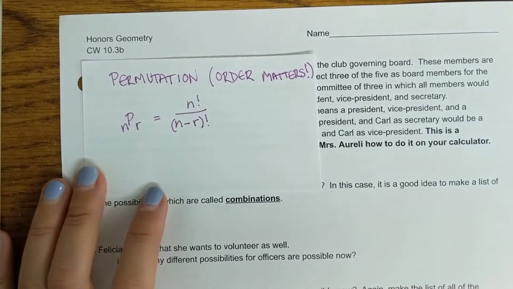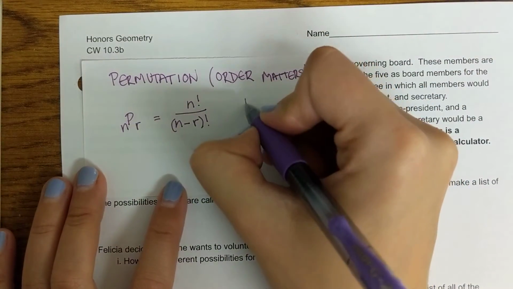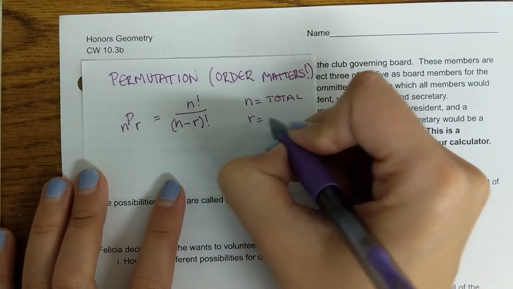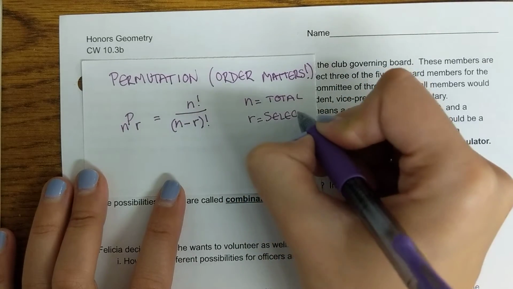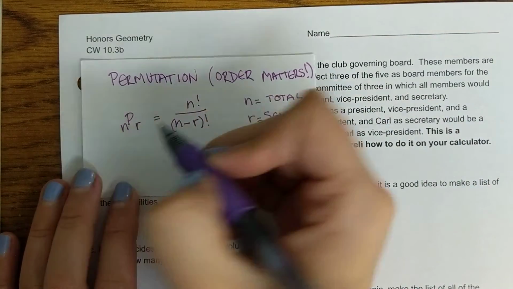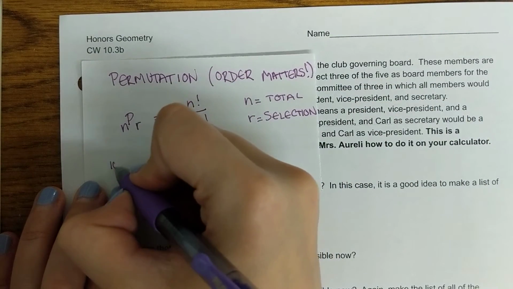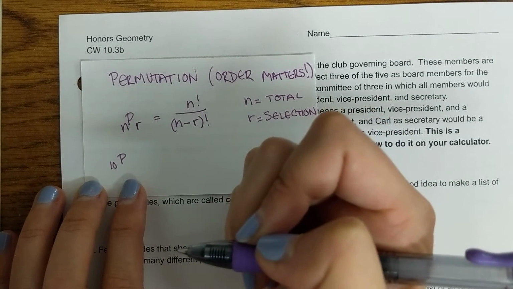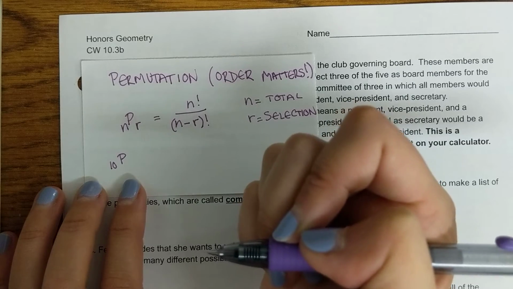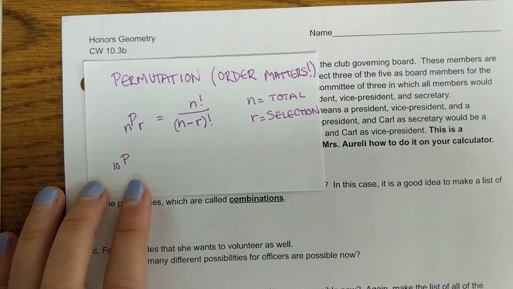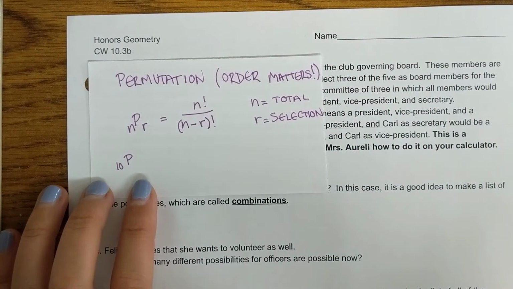So, for example, well, let's write down first. n is the total, r is the selection. So if I have 10 items and I want to see how many ways I could select, okay, that's not actually a good example. Sorry, one sec. Okay, so instead of having 10 items, I have 10 people.